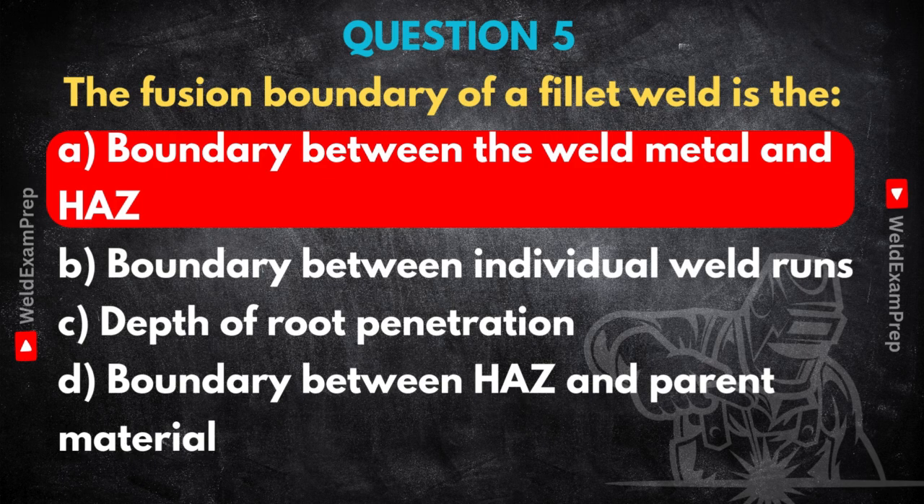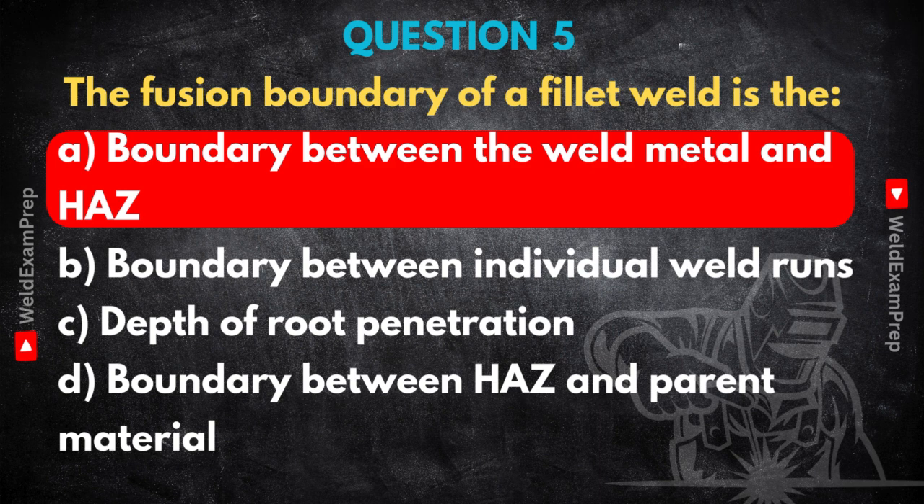Okay. Let's visualize it. The fusion boundary is literally the line marking the extent of melting. It's where the molten weld pool solidified against the parent metal that didn't melt. It's the edge of the puddle, essentially. Now, right next to that line in the parent material is the heat affected zone, the HAZ. This area got hot enough for its microstructure, its internal structure, to change. But crucially, it didn't melt. So fusion boundary equals melted edge. HAZ equals heated but unmelted zone next door. You've got it. Melted versus just heated.